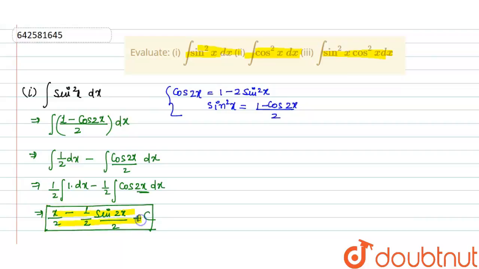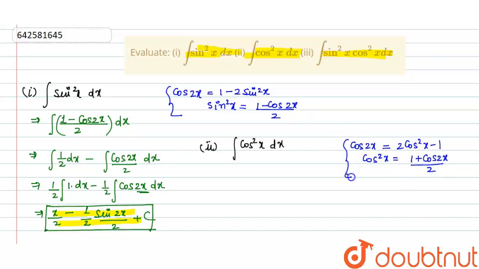Now second part. Second part is saying integration of cos square x. We will solve this part also like the first part. Here we have to use one more identity, which is cos 2x equals 2 cos square x minus 1. So we can write cos square x equals 1 plus cos 2x upon 2. By using this identity, we can replace it with 1 plus cos 2x upon 2 dx. Exactly the same as the first part.